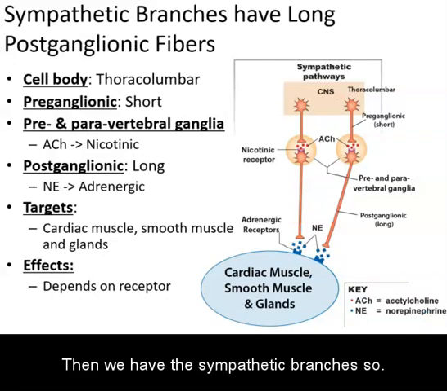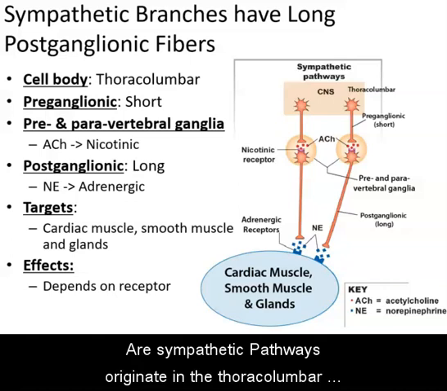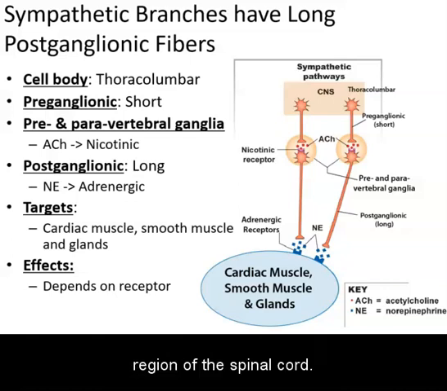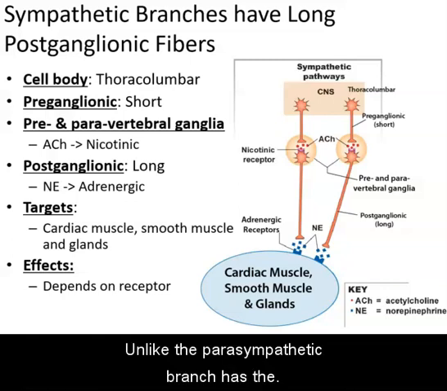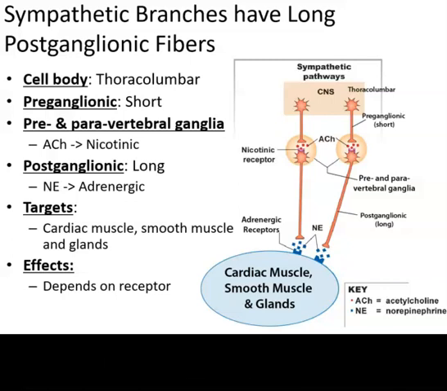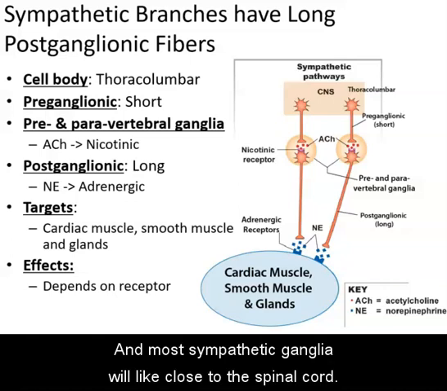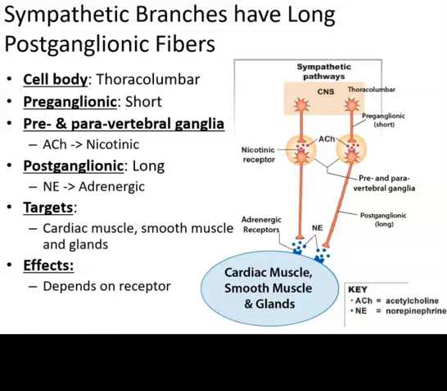Then we have these sympathetic branches. So our sympathetic pathways originate in the thoracolumbar region of the spinal cord. Unlike the parasympathetic branches, the preganglionic fibers are shorter, and most sympathetic ganglia will lie close to the spinal cord.